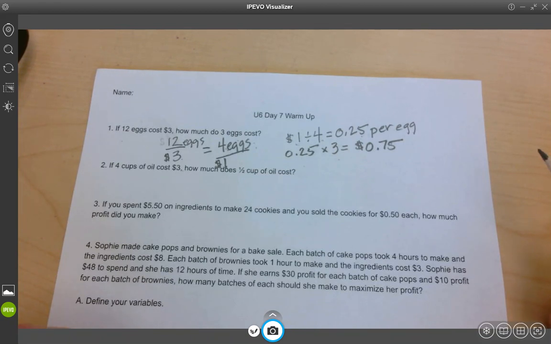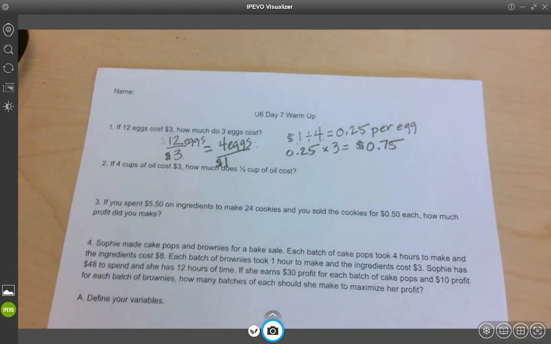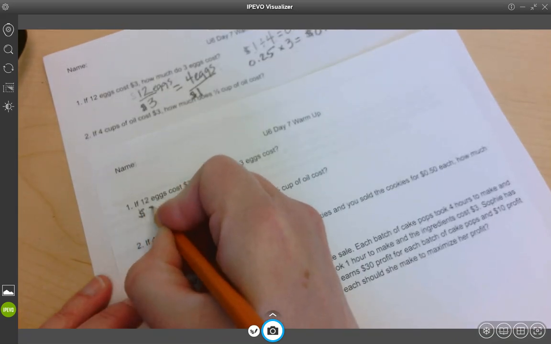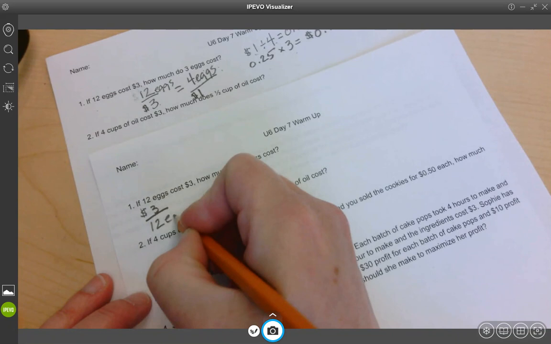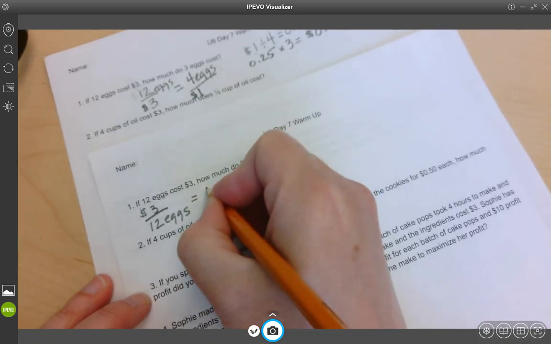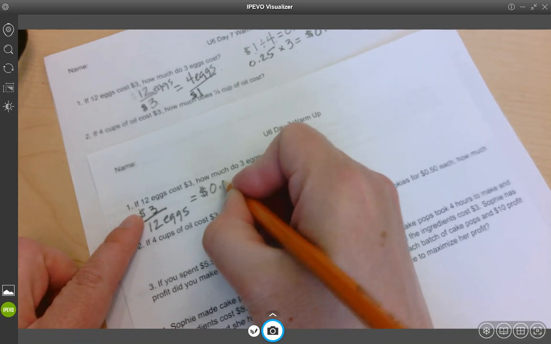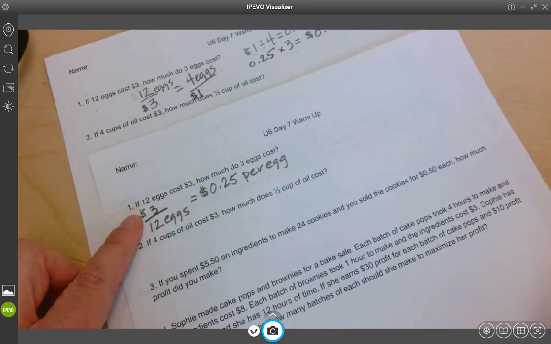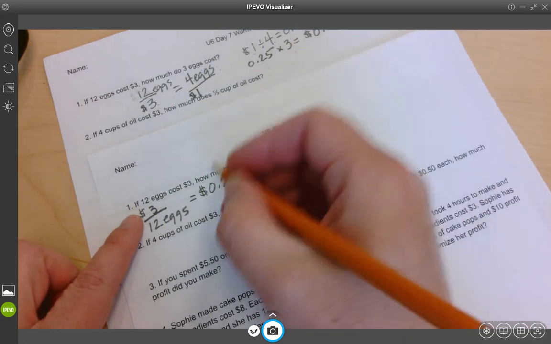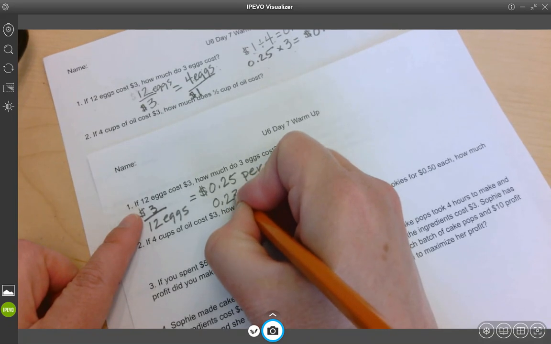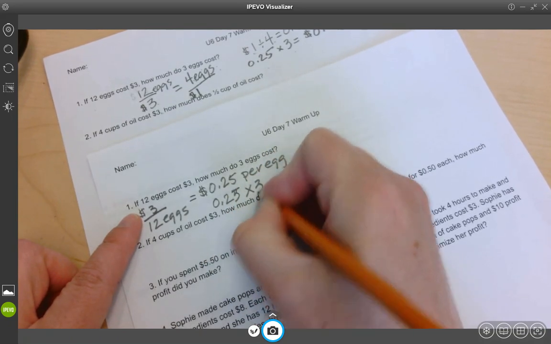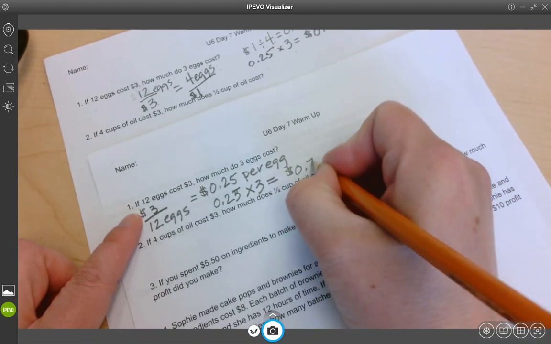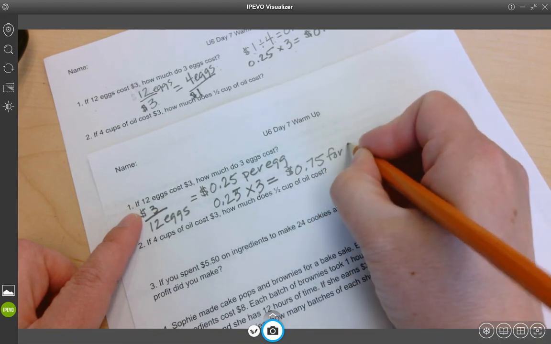I know that there's some other answers out there. Yep, Nadim, go ahead. So you did 3 divided by 12. So $3 divided by 12 eggs. What did that give you? Okay, so this is going to be 25 cents per egg. And then what? Okay, so 25 cents times 3, and you got the same answer? Cool. 75 cents for 3 eggs.